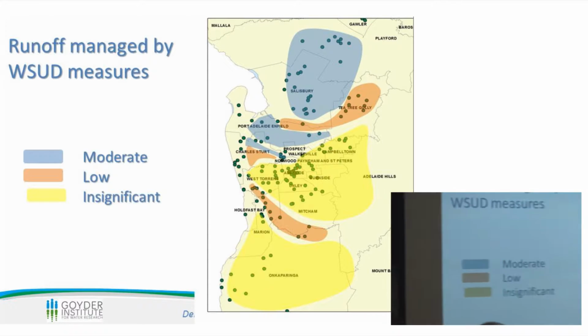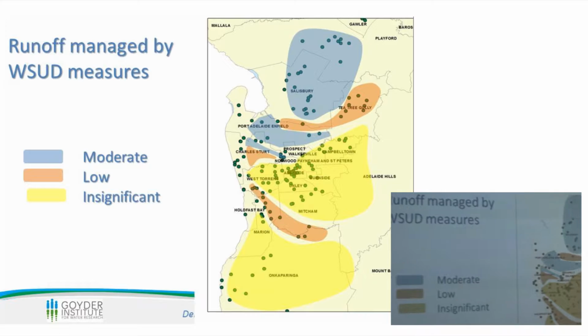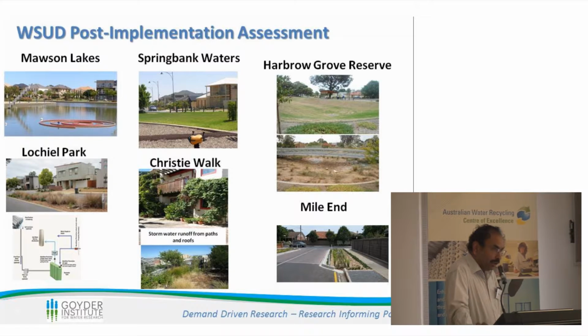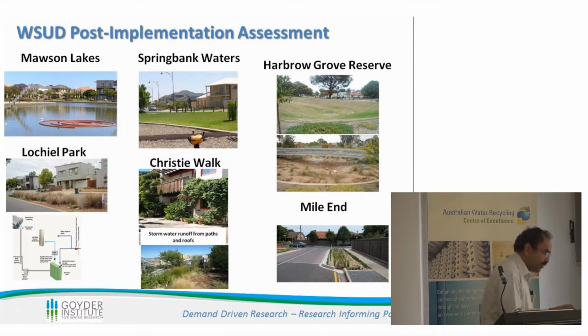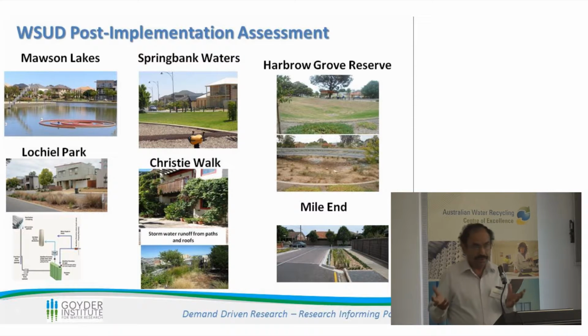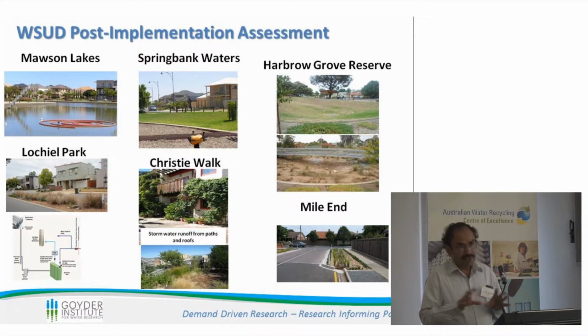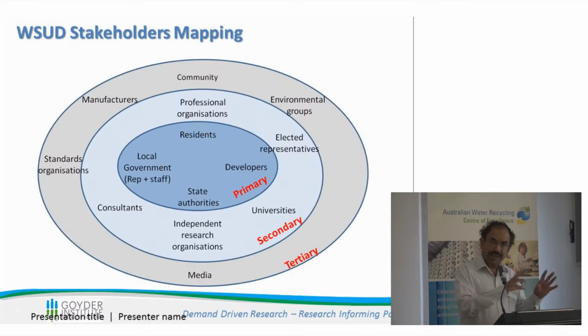We also tried to put together a map based on the number of WSUD measures which are already there, and where these systems are making more impact on the runoff. You can see on the top, the dark one is the Salisbury area, where most of the schemes are for stormwater reuse. To do the post-implementation assessment out of those 202 sites, we developed a number of criteria, and based on that, we selected 6 sites to cover various aspects of WSUD systems. These sites were also used for the socio-technical investigation.